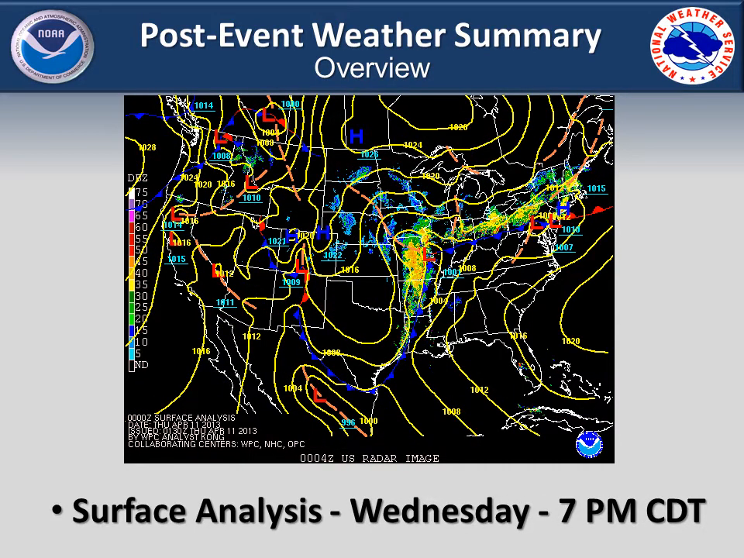By Wednesday, the low pressure system had moved east into Missouri, allowing winds to decrease somewhat. However, precipitation continued across parts of the region.